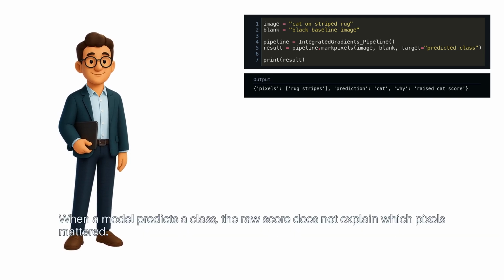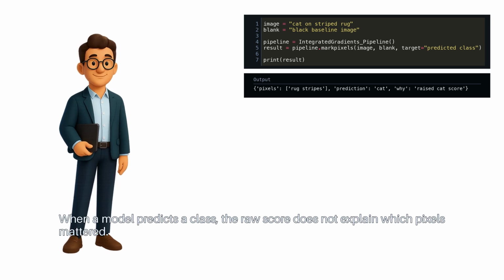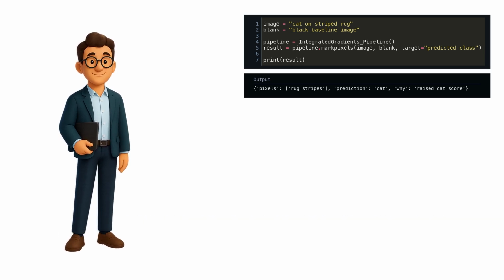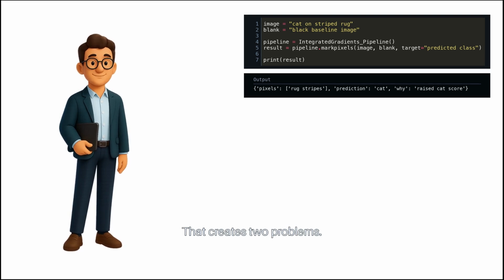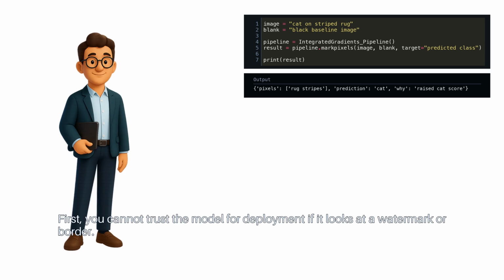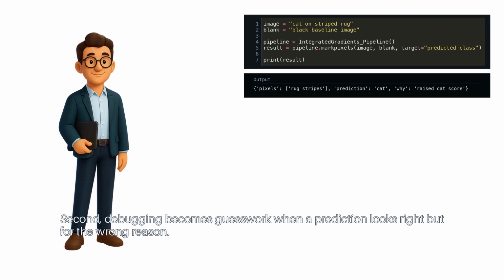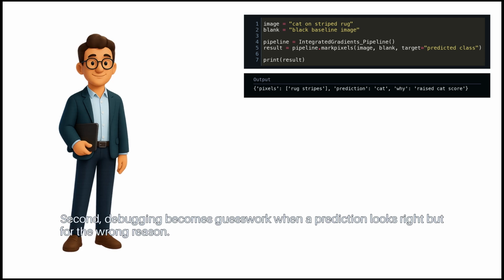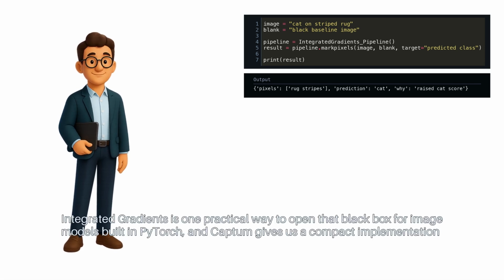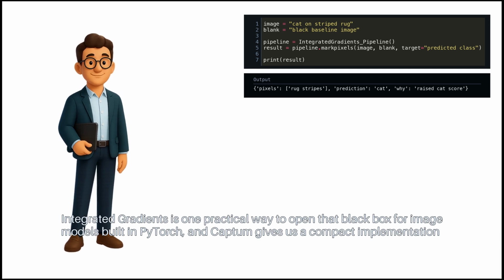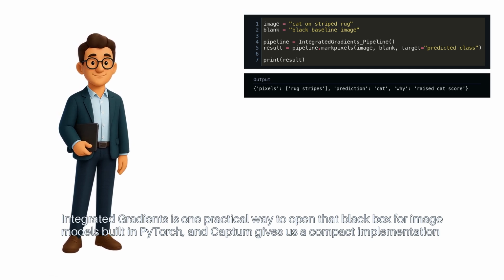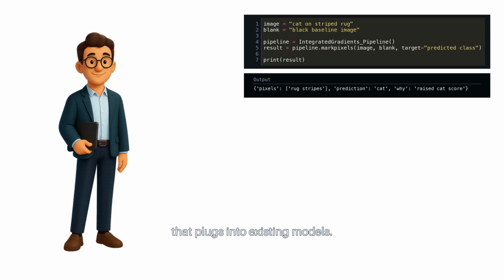When a model predicts a class, the raw score does not explain which pixels matter. That creates two problems. First, you cannot trust the model for deployment if it looks at a watermark or border. Second, debugging becomes guesswork when a prediction looks right but for the wrong reason. Integrated gradients is one practical way to open that black box for image models built in PyTorch. And Captum gives us a compact implementation that plugs into existing models.